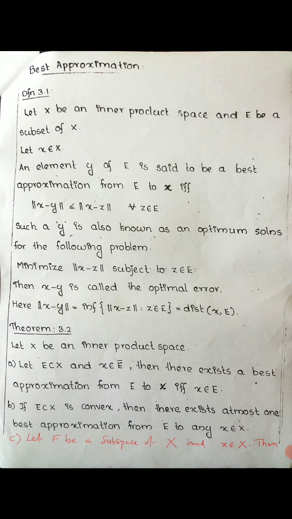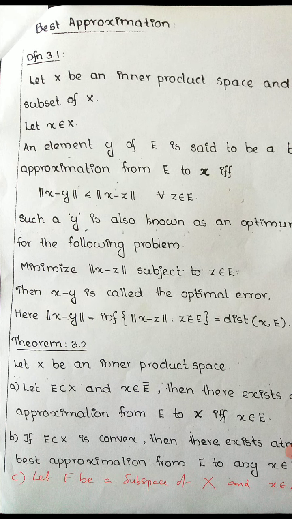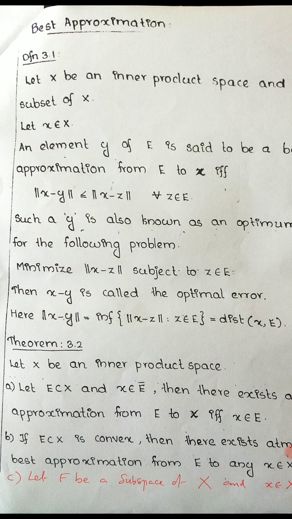x is an element of X. Then the other element that you are taking, y of E, is said to be a best approximation from E to x if and only if norm of x minus y is less than or equal to norm of x minus z for all z in E.